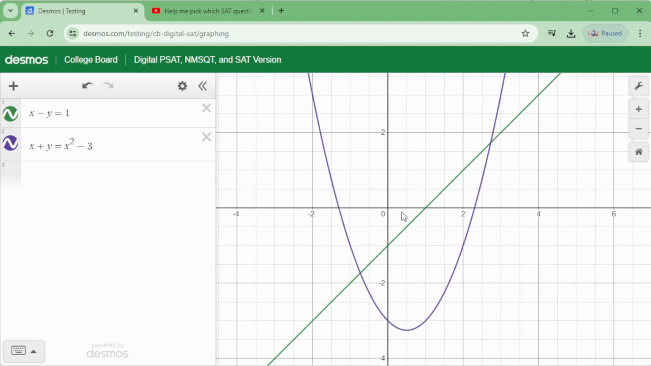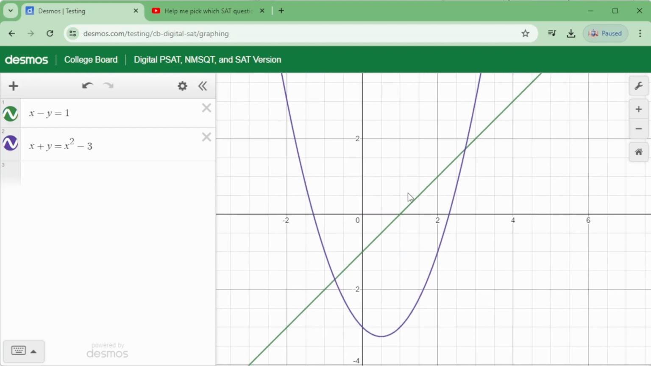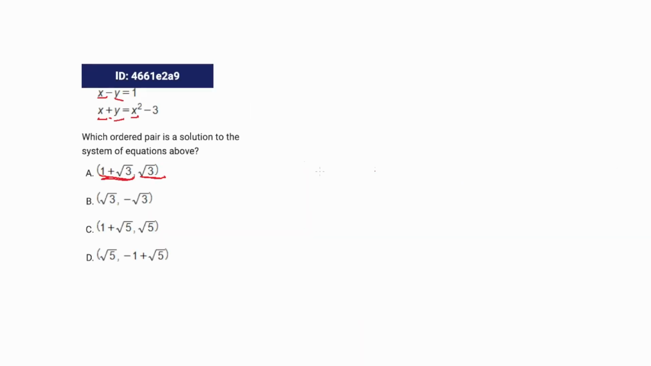We can zoom in here and see that these two graphs intersect at 2 points. We have this one point down here and this one point up there. If we take a look back at the prompt, we see that it mentions the idea of a solution to the system of equations. So the idea that there's multiple solutions here seems to fit, and we're just being asked which ordered pair is one of those solutions.